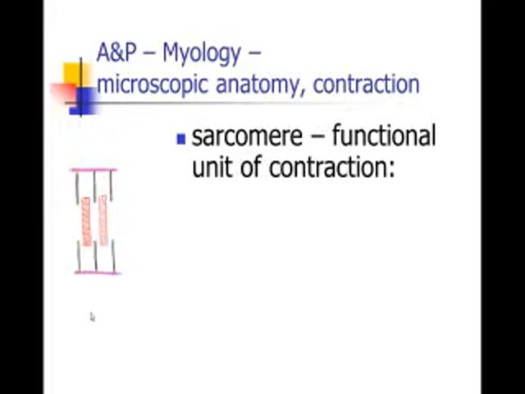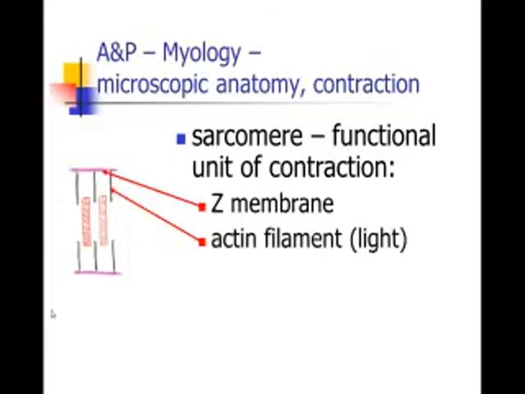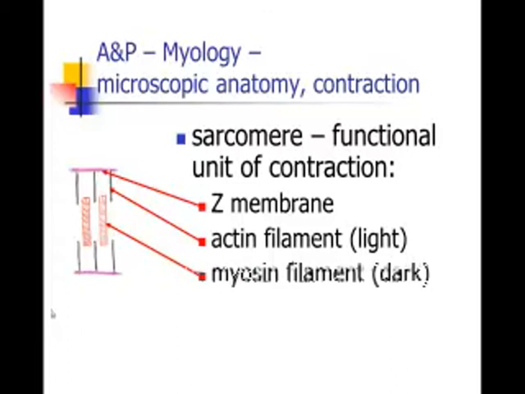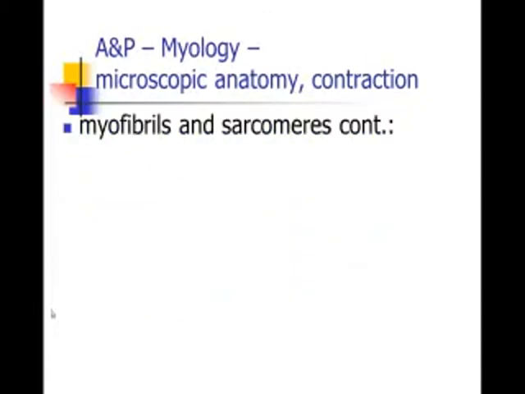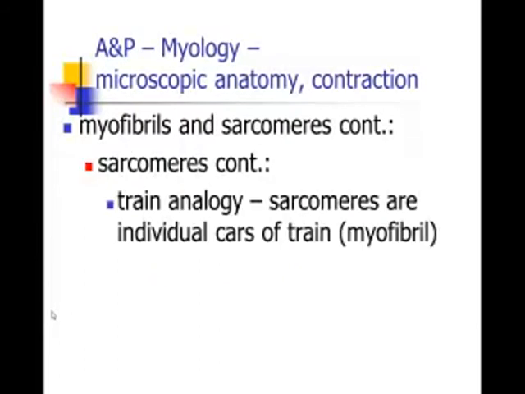Okay, so here is a sarcomere. We have the Z membrane, which you remember I told you is sort of like the wall of a room. We have the actin filament, which is a thin filament. We have the myosin filament, which is a big one. And then we have another Z membrane at the other end. Okay. So the train analogy, oh, there it is, see? The sarcomeres are the individual cars of the train.